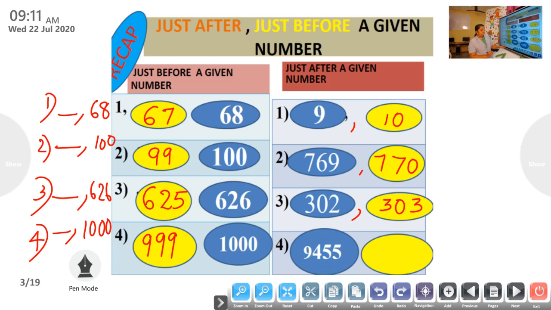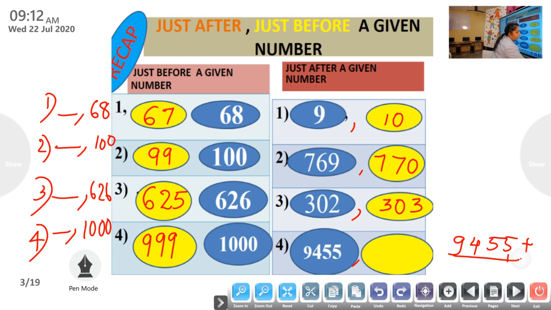9455. Write the question. 9455, comma, dash. How do you write the just after? Yes. So it's a bigger number. What you have to do? Last year, how do you write the bigger number? So you have to add 1 to the ones place, isn't it? So 9455 plus 1. You have to add 1 to the given number, isn't it?